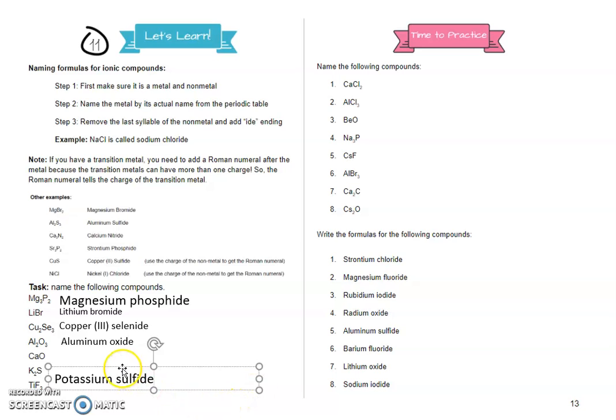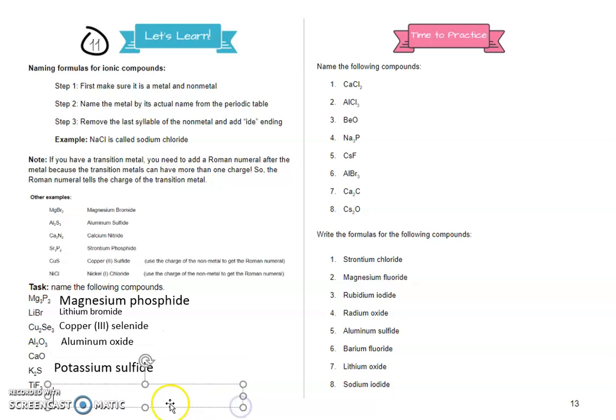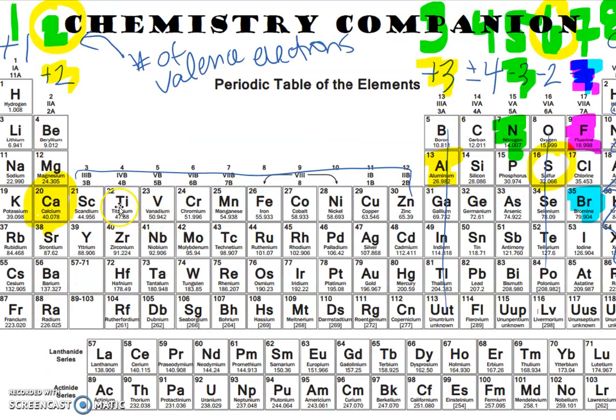And the last one here, we've got TiF3. If you're not sure where Ti is, it is also a transition metal in the middle of the periodic table. It's called titanium. I know you've heard of it before. I'm going to put parentheses to remind myself I need a Roman numeral there because titanium is in the middle of the periodic table and can have more than one charge. If you're not sure, it's right here.